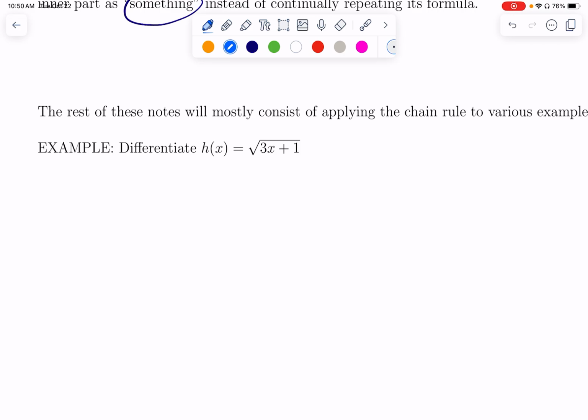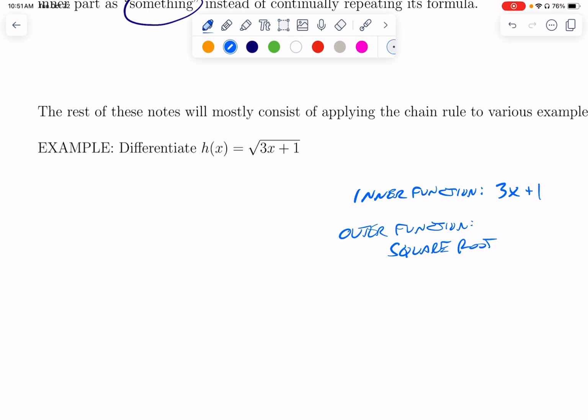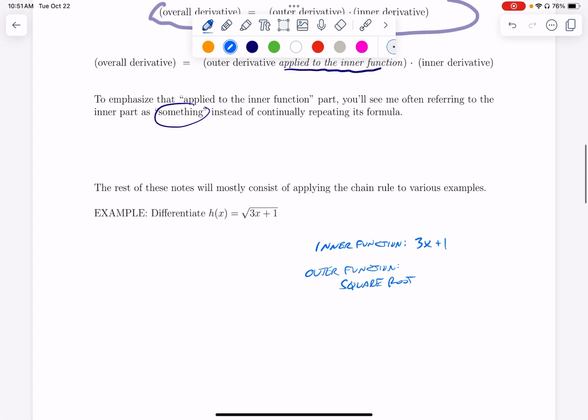So my hope is that you're realizing that the inner function is 3x plus 1. We don't really need to give that a name. We have its formula. On the inside here, I am doing 3x plus 1. Then once I have 3x plus 1, I'm applying the square root function. And I'm just saying square root. I'm not really worrying about how I write that down. I want to think about this just in terms of input.